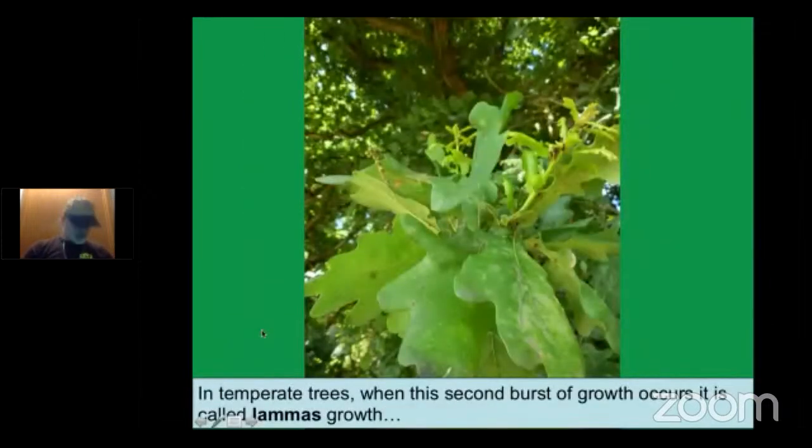Some temperate trees, there's a second burst of growth that occurs in that same year. And I know I have some really gorgeous pictures of chestnuts doing this on my farm. I could not find one anywhere. But it'll grow and it'll kind of set buds, and it's like it should be finished for the season, but then all of a sudden, for some reason, it shoots up again. And this is an oak doing that. That's called lammas growth.